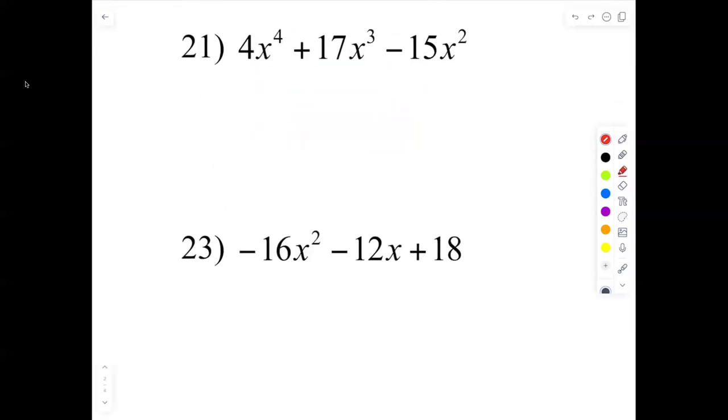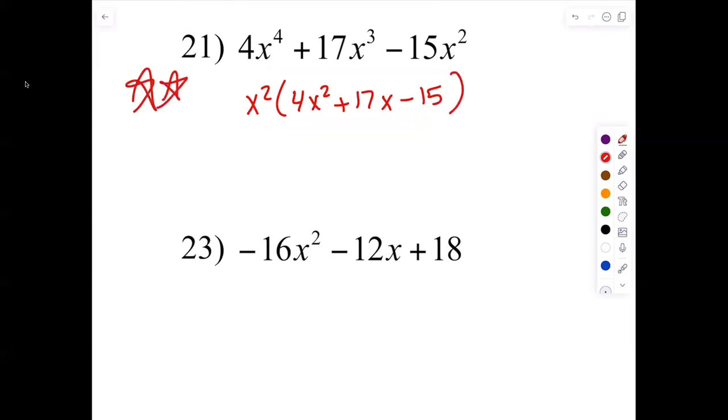All right, here we go with 21. What's common? X squared. What's left? Okay, this one's a hard one, because there's multiple possibilities. You think you got it? I'm listening to you. 4x plus 5 and x plus 3. I like that a lot. Fell for the trap.